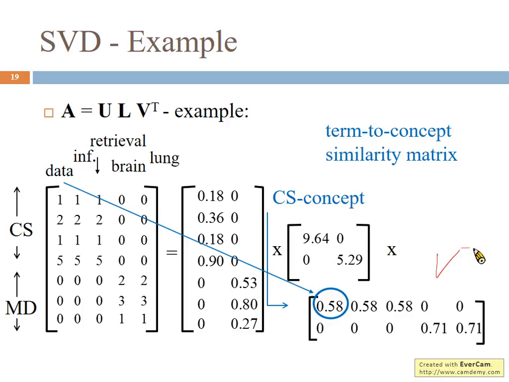For the matrix V transpose, the 0.58 means the similarity between the first term and the computer science concept. So the word data has 0.58 similarity to the computer science concept, and so on. So we have data, information, retrieval. These three words are related to computer science, and brain and alarm are related to the medical concept.